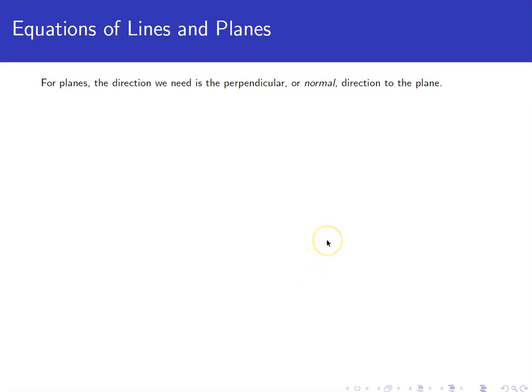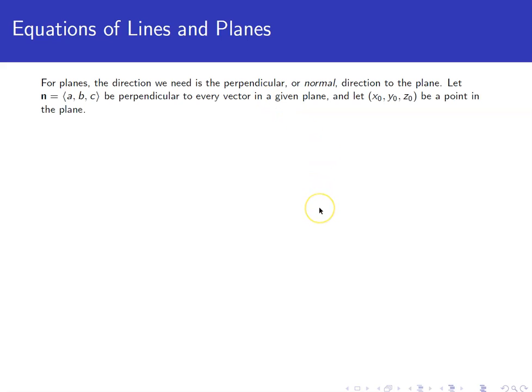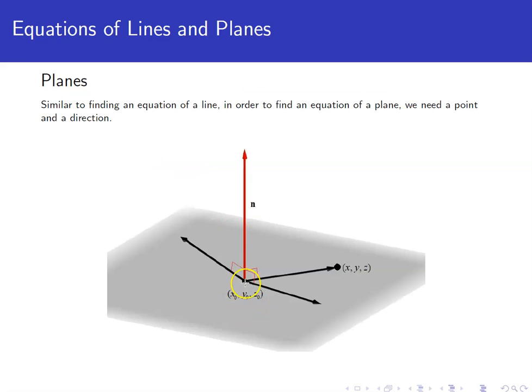So let's see why, and I'll go back to that screen in a second to show the picture. But for planes, we need the normal direction, or the perpendicular direction to the plane, and let's see why. So let's go back to the picture here. Here's a couple of vectors in my plane. Here's a point in my plane. It doesn't really matter if I go this direction or this direction or this direction. It doesn't matter how I'm in the plane.